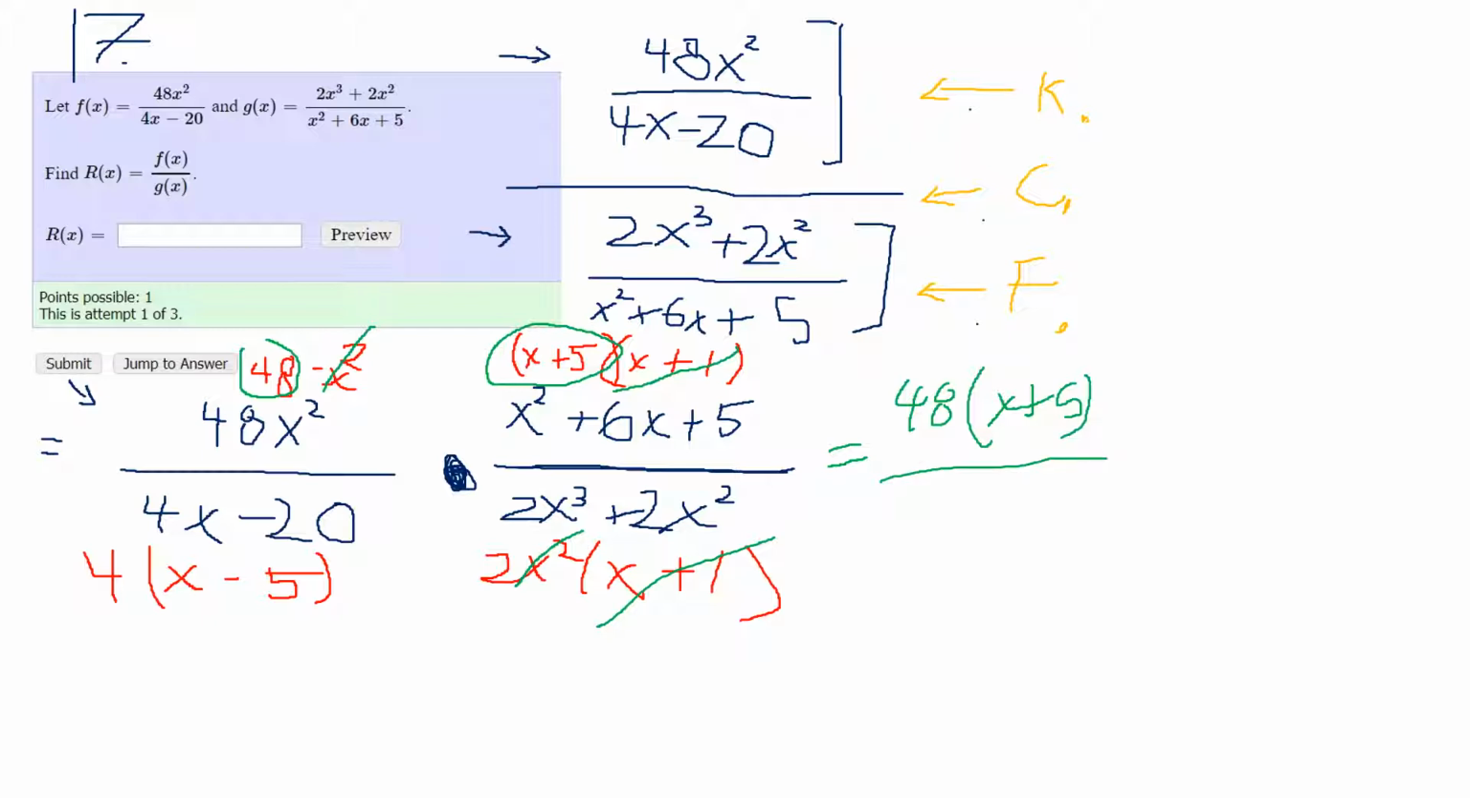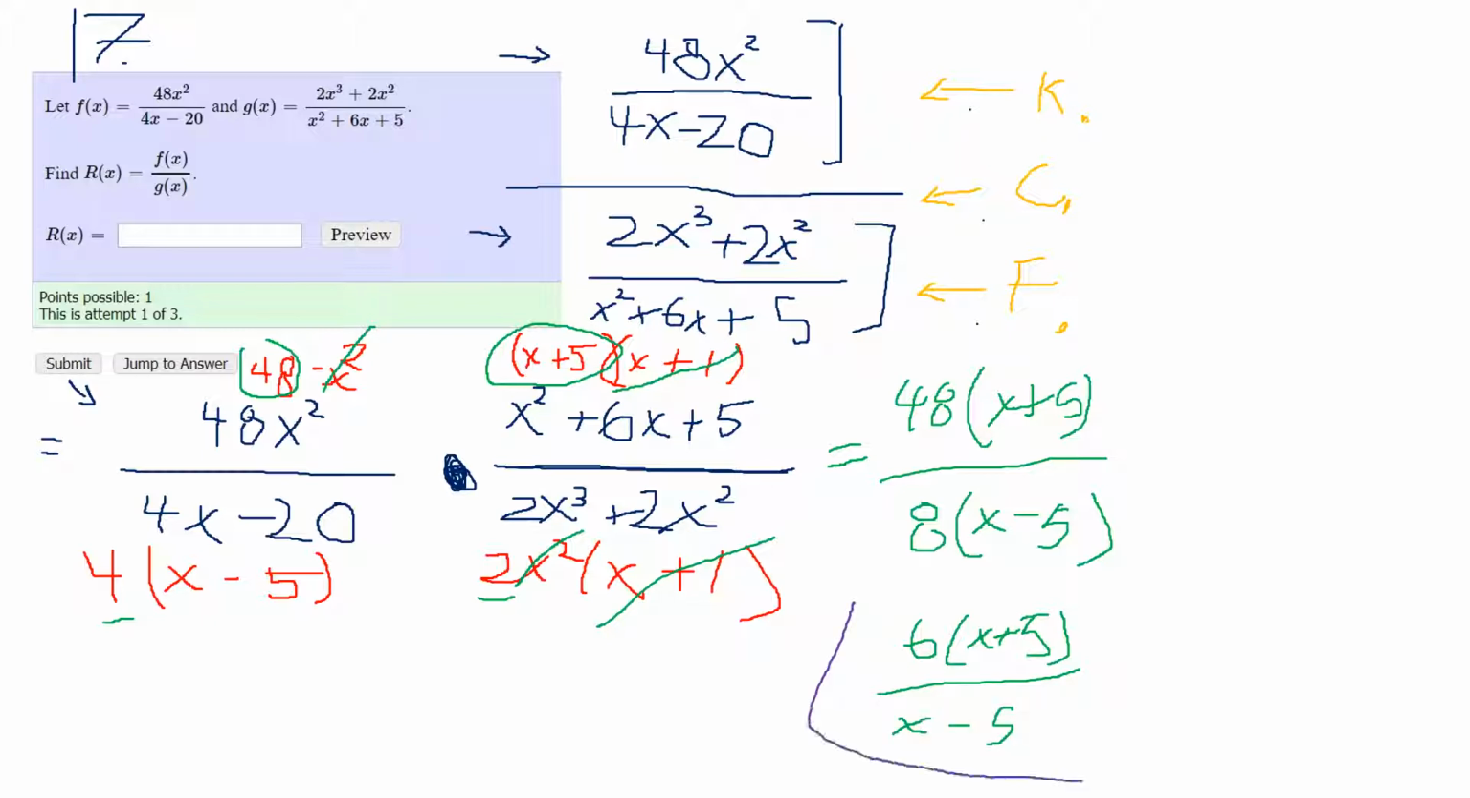And we have this 4 times 2, which is an 8, times x minus 5. And we can't cancel those terms out, unfortunately, because they have different signs. But we can divide 48 by 8. It goes in 6 times, so we're left with 6 times x plus 5 on the top over x minus 5. And that's our answer.